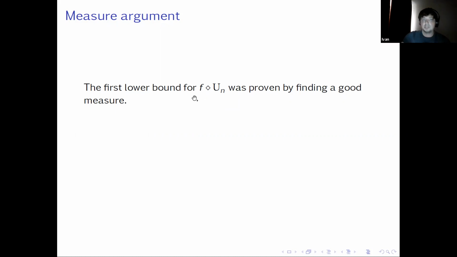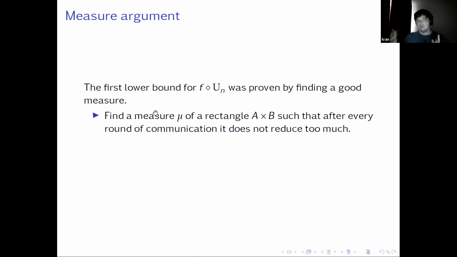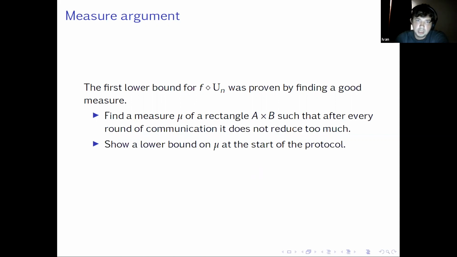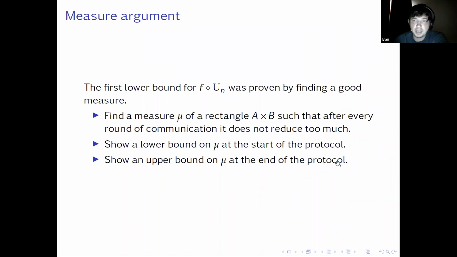To prove that for f composed with UN, you need to find a good measure of a rectangle. We have inputs of Alice and inputs of Bob, they form a rectangle, and we have this measure that will quantify the complexity of this rectangle. We show that this measure is not reduced by a lot after each round of communication. So at least there is one message by a player that doesn't reduce this measure by a lot, right? Then you need to show that this measure was quite high at the beginning of the protocol by computing the measure of all possible inputs. And then you need to show that at the leaf of the protocol, this measure couldn't be too big.